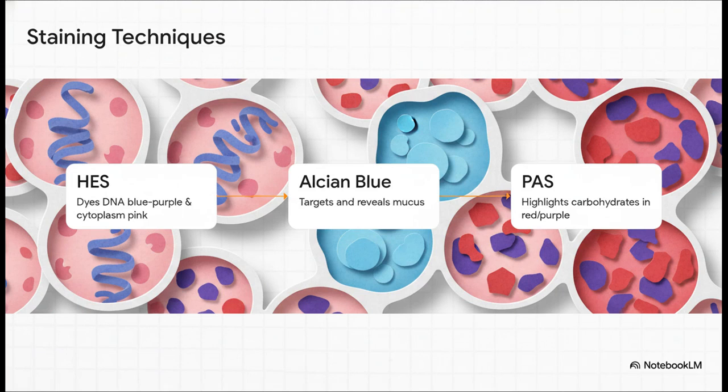But wait, we aren't quite done yet. A 2-micrometer slice of tissue is virtually transparent. You can't see anything. To actually spot the cellular structures, we use chemical stains to force them to reveal themselves in brilliant colors. H&E is a classic. It uses different chemical affinities to dye the DNA, a basic blue-purple, and the acidic cytoplasm pink. Alcian blue specifically targets and reveals mucus hidden within the tissues, and PAS highlights carbohydrates, turning them a vibrant red or purple, which is super useful for spotting things like glycogen stores. We're quite literally painting the invisible so our eyes can see it.